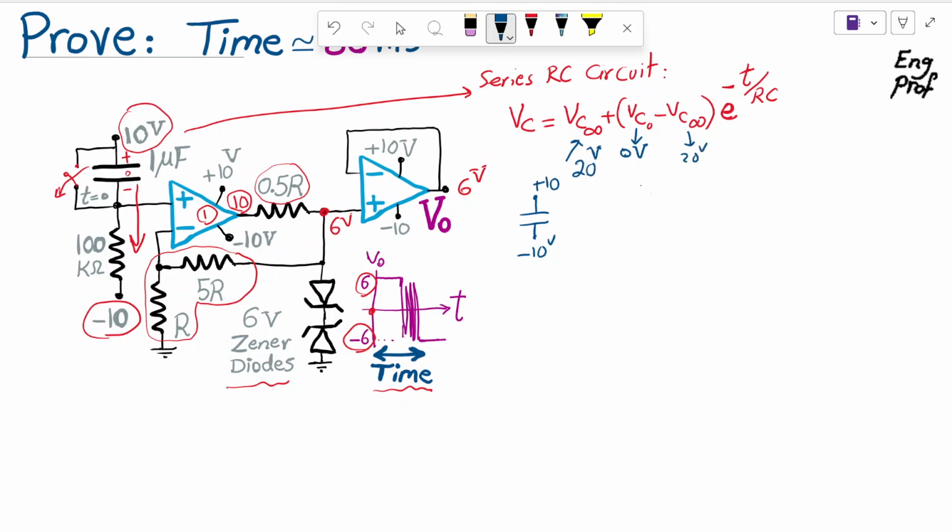So all I'm trying to say is the voltage of the cap becomes effectively 20 volts, which is V cap at infinity. And then knowing that 0 volts is V cap at time 0, you get to this simple equation, with e to the minus t over RC. And RC, given the values of R and C, which is 100 kilo ohm times 1 microfarad, gives you 0.1 second. So it's 0.1 second.